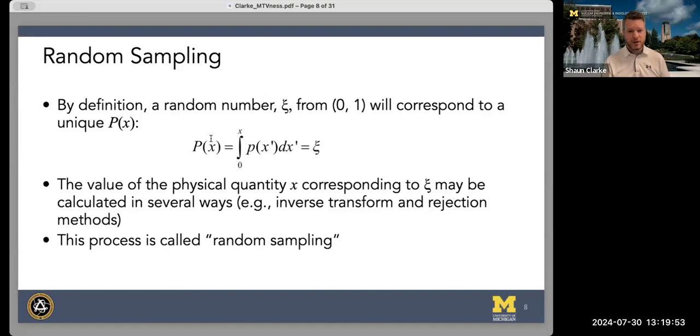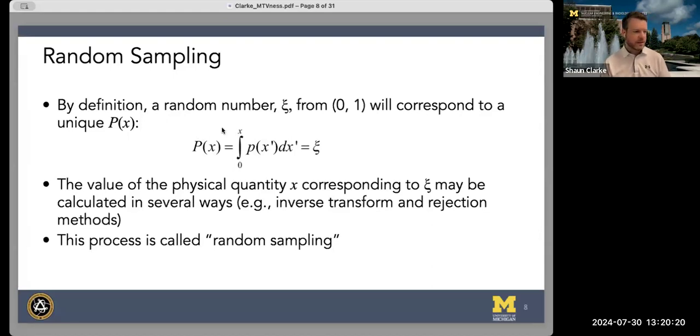This process of taking a CDF, setting it equal to a random number, and back-solving is called random sampling. In particular, this is called the inverse transform approach. There are other approaches, such as rejection sampling and table lookup methods, that can be employed if p of x is not easily integrable.